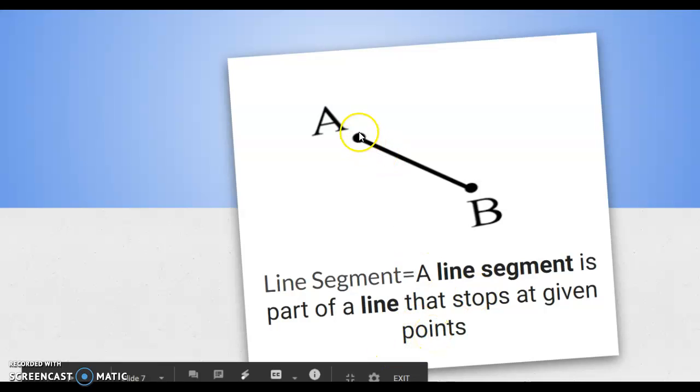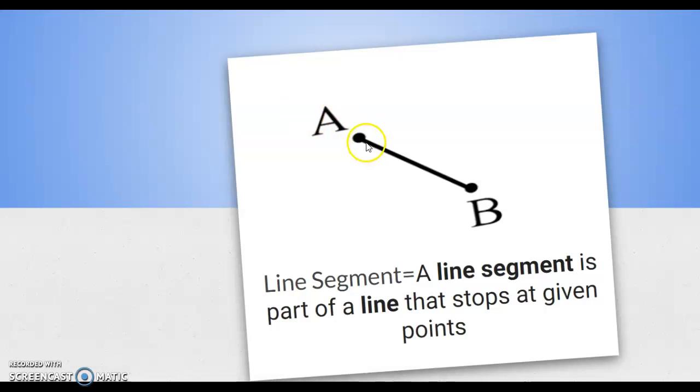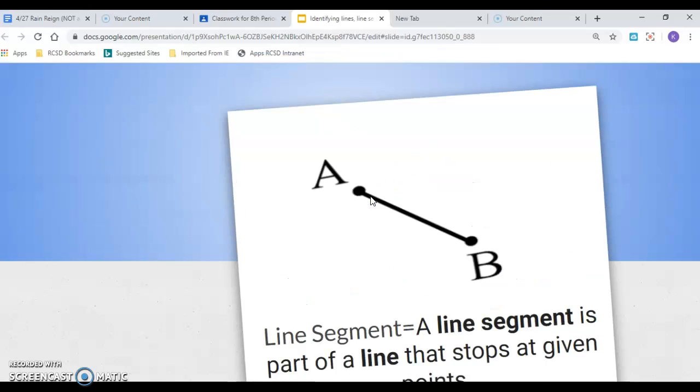So A is one point, it stops there, doesn't go on anymore, there's no arrow, it just stops. B is the other end of it, that's the point, and it just stops, it doesn't go on, that's it. It's just A to B. It's like my countertop, it only goes from this side to that side, it doesn't go any further, it just stops. Okay, and that's it for our notes.